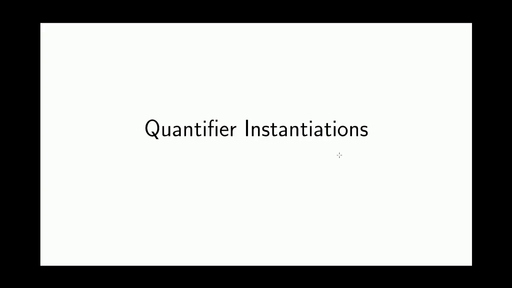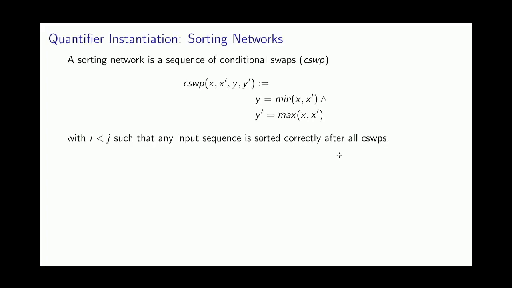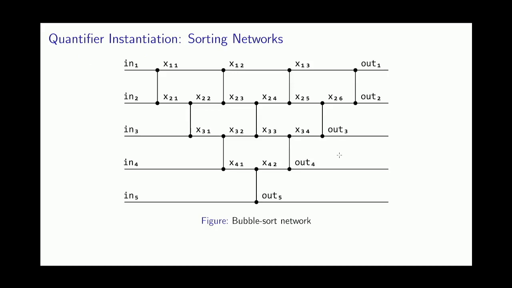Another use case of user propagation is quantifier instantiation. Let's consider the so-called problem of finding a minimal sorting network. A sorting network is more or less nothing but a wiring such that for all input variables in 1 to in n, 5 in this case here, we compare and swap them if the respective wires are not well ordered. So for example, if this line here contains a higher value than this one here, then they are swapped.